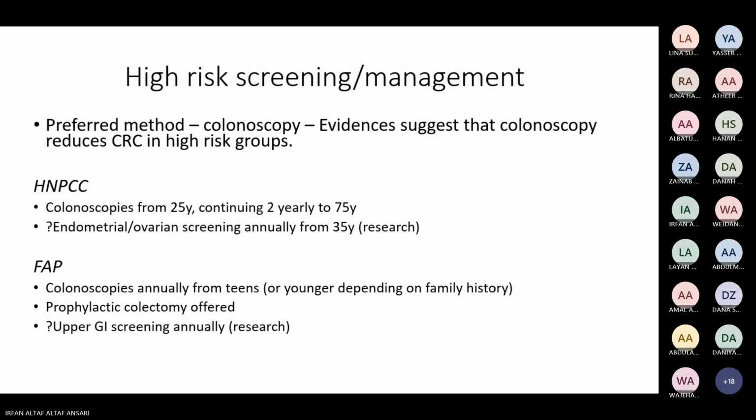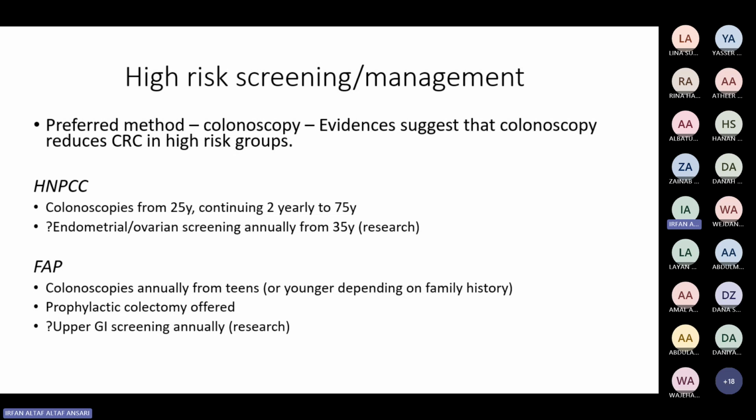So if you have HNPCC, colonoscopies from 25 years continue 2 yearly to 75 years of age. If you have a documented case of HNPCC, you do the colonoscopy from the age of 25 years, every 2 yearly for the 75 years. You also have to do endometrial and ovarian screening yearly from 35 years.